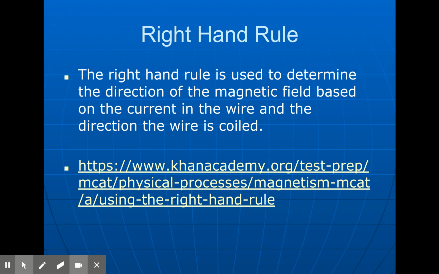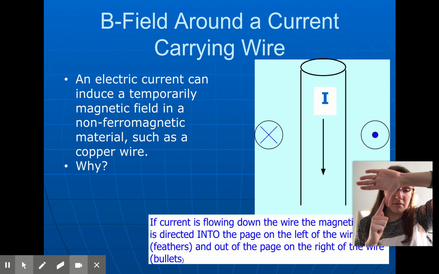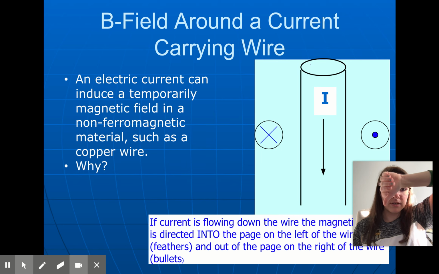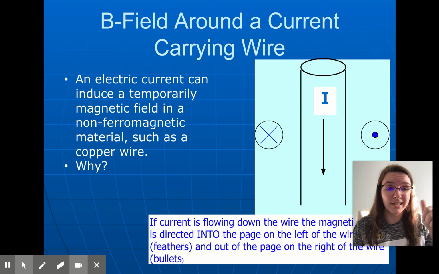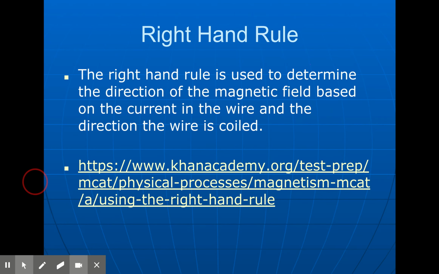So if I go back and look at this first example I had, the current was flowing down. We said it's coming into the page left of the wire and out of the page on the right of the wire, and it's going in, looping, and coming out. This works with your right hand only. It's called the right hand rule for a reason. So if I had a current that was pointing up, it would be going into the page, looping around, and coming out of the page on the other side. So that is the second right-hand rule.